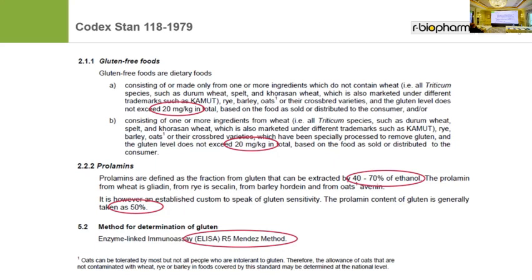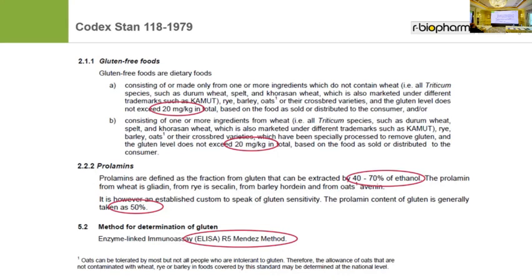You see here also the definition that these gliadins or prolamins in general are extracted with 40 to 70% of ethanol. However, we saw before that Méndez has developed this cocktail solution which, in combination with a 60% ethanol solution, is the extraction procedure of choice.